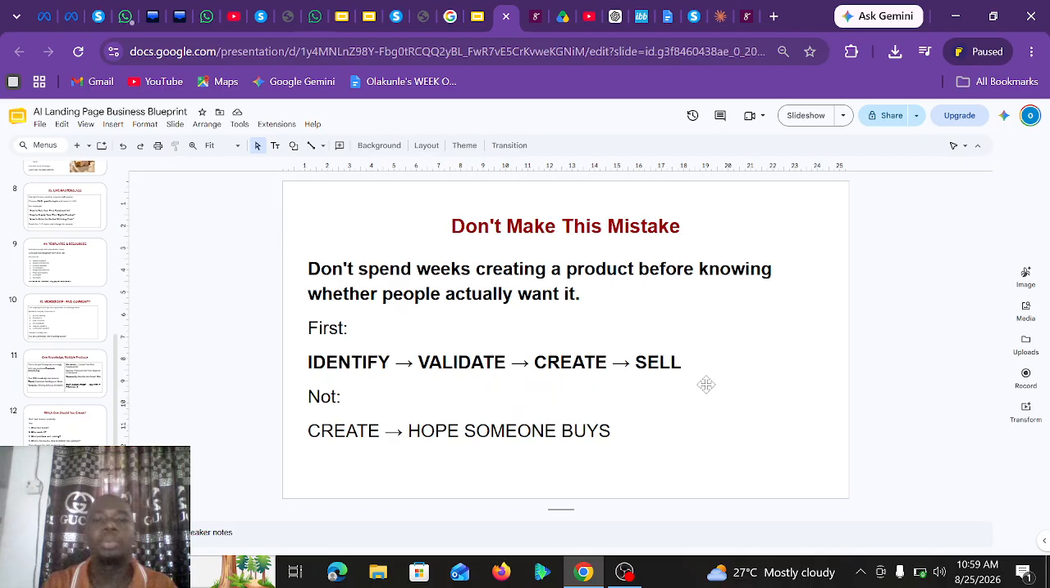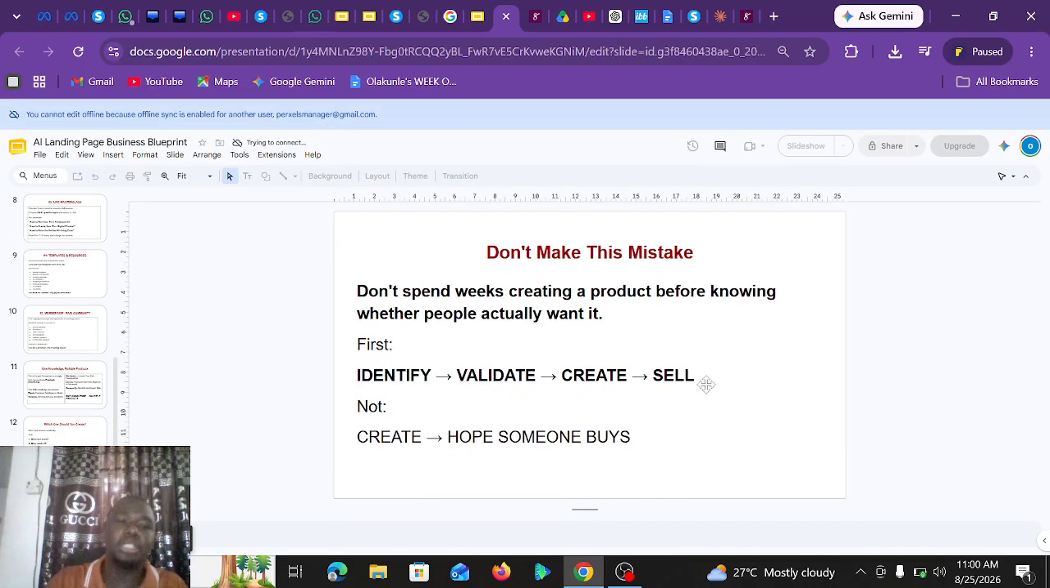But before you go, I don't want you to make this mistake. Don't spend weeks creating a product before knowing whether people actually want it. This is a problem that a lot of people run into. They just go ahead and start creating digital products without first asking who is going to buy this product. Is this a product that people actually need? That's why you need to first identify, validate, create and sell. Not create then hope someone will buy. No, this should be your process.